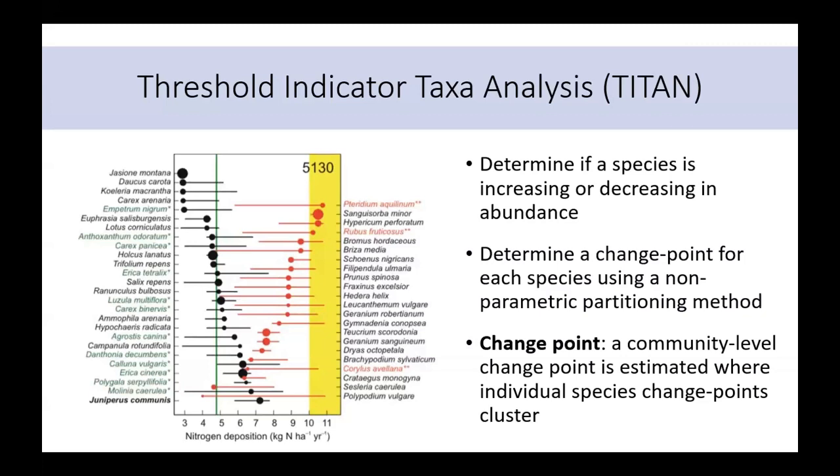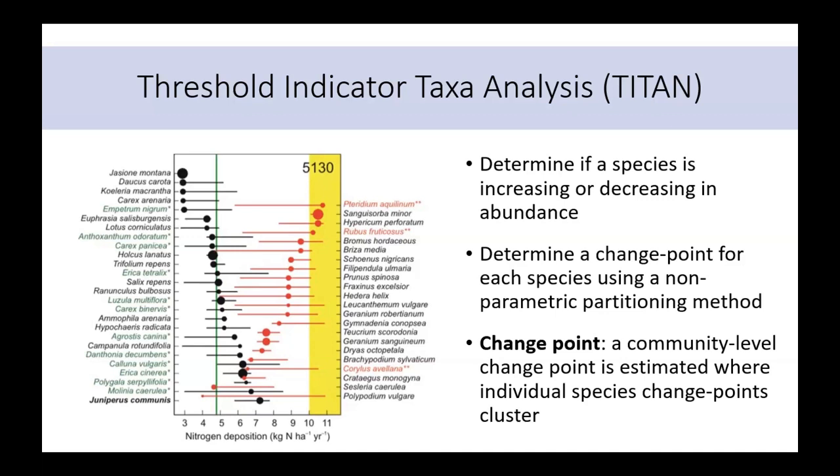Our last model, the 4th one. I left this one to last because it's probably the least familiar. I'm going to go over it briefly, but I think it's a really neat one. So if anybody wants to talk to me about this one after, I'm more than happy to do so. This is threshold indicator taxa analysis, or TITAN.